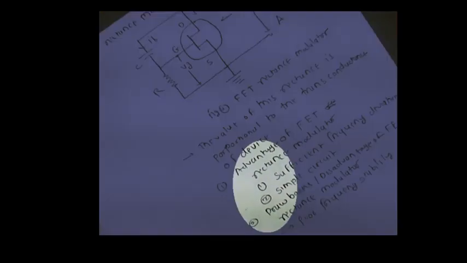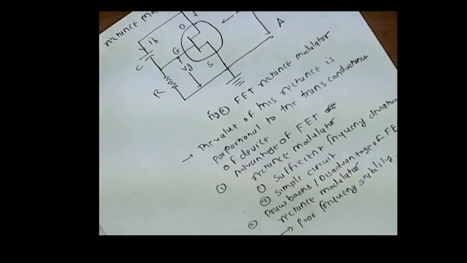The poor frequency stability. So this is the drawback of your FET reactance modulator. This type of circuit will be implemented in the generation of FM transmission.